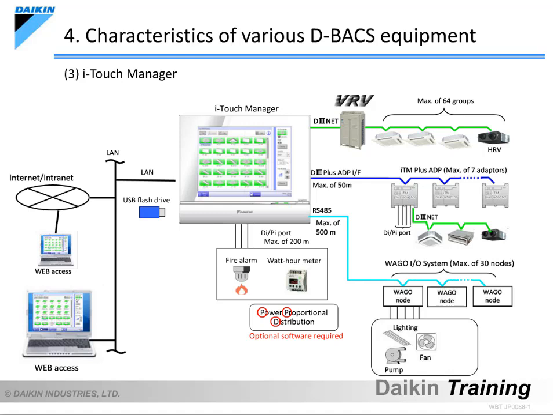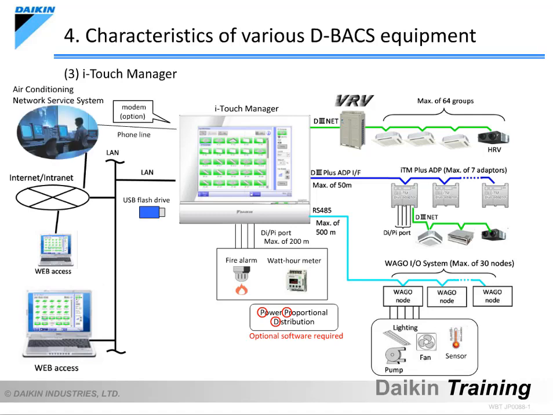When an optional WAGO input-output system is used, the iTouch Manager is also capable of turning on and off building equipment other than the air conditioning units, such as pumps and lighting, as well as controlling the air conditioning units upon receiving a signal from an external device.